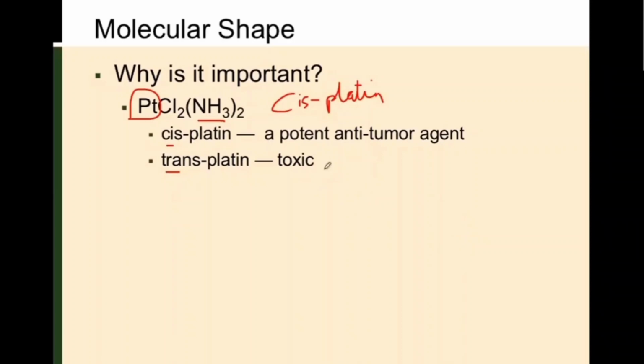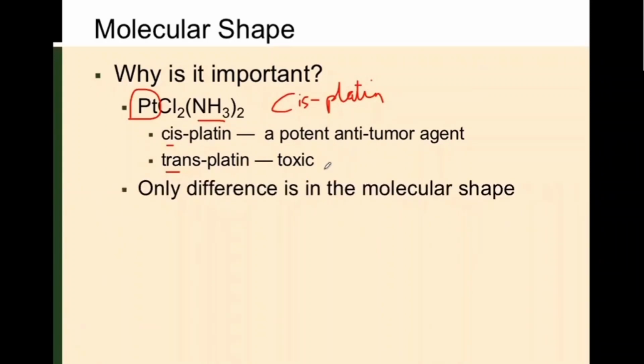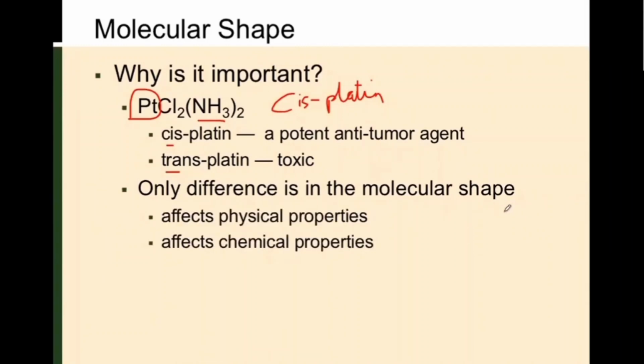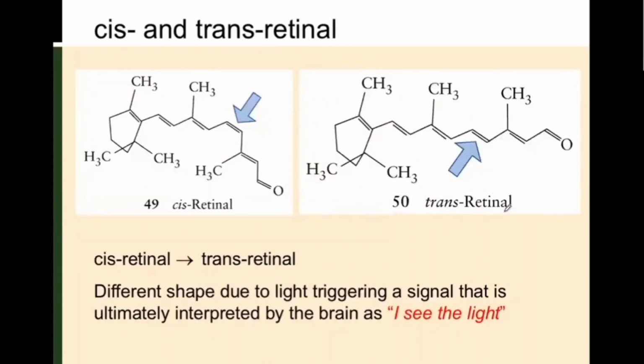And so you can see that molecular shape starts to be important when we think about putting certain medicines into our body. If it's not the correct shape, maybe it has an adverse effect. Maybe it is in fact toxic. But if it has the correct shape, then it can be very beneficial. So the only difference here is the molecular shape. And this affects the physical properties of it, affects the chemical properties, and so on.